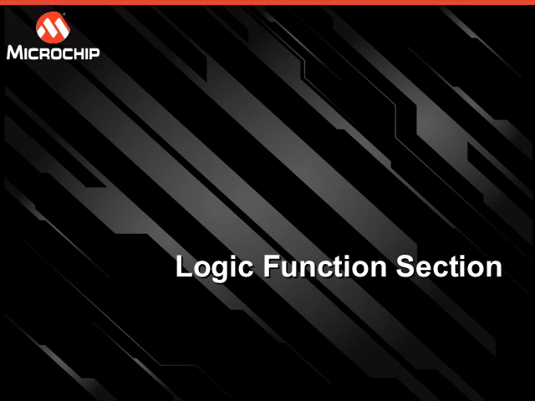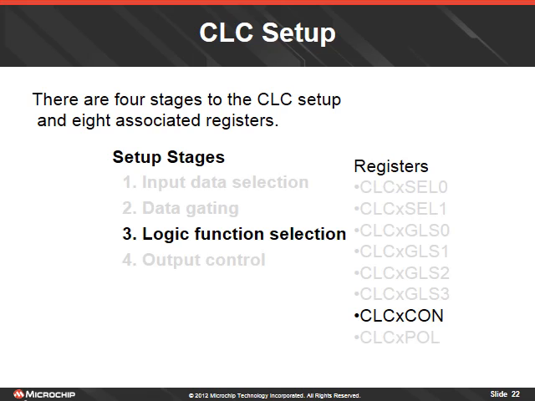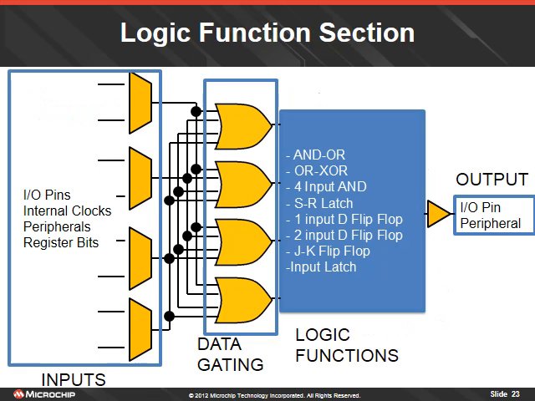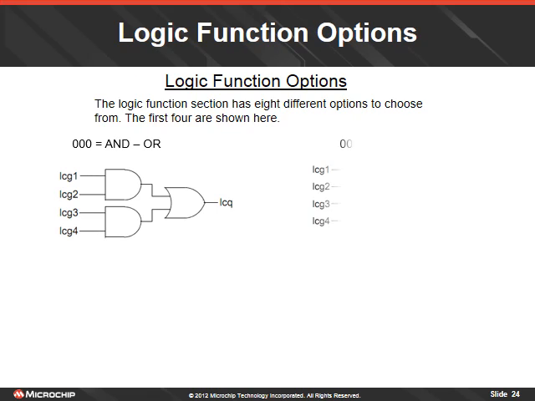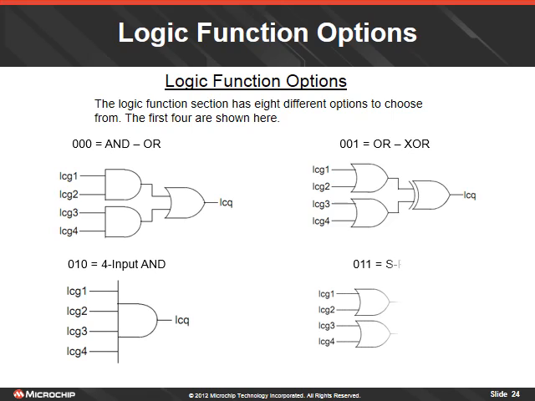The logic functions are the next section. The logic functions are controlled by the CLC control register. The logic functions section has 8 options to choose from: an AND/OR combination, an OR exclusive OR combination, a 4-input AND gate, an SR latch, a 1-input D flip-flop, a 2-input D flip-flop, a JK flip-flop, and an input latch. Each different combination has a 3-digit code to select the logic function within the CLC control register. Here we have 4 of the choices and the 3-digit code for each choice.